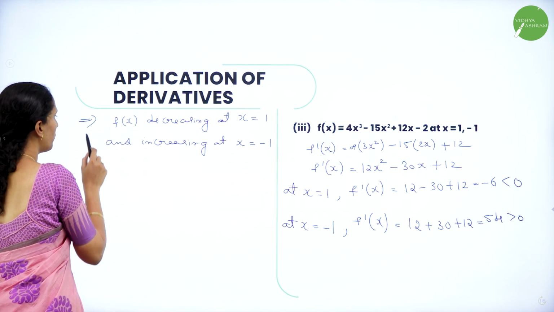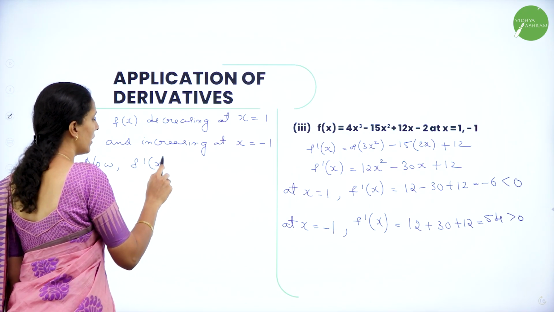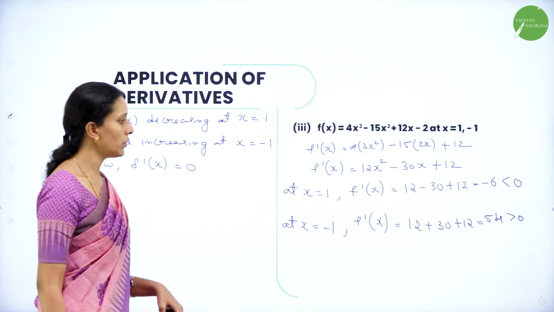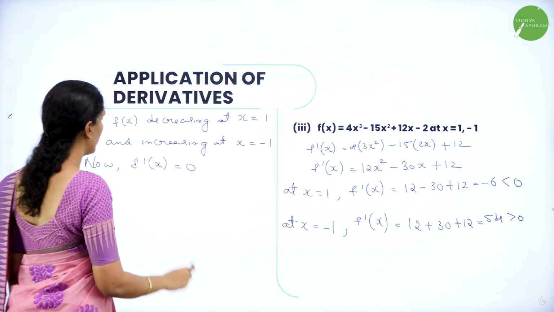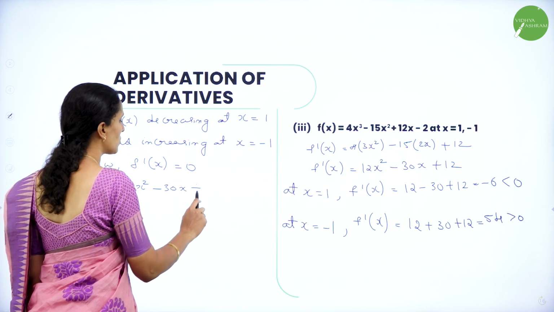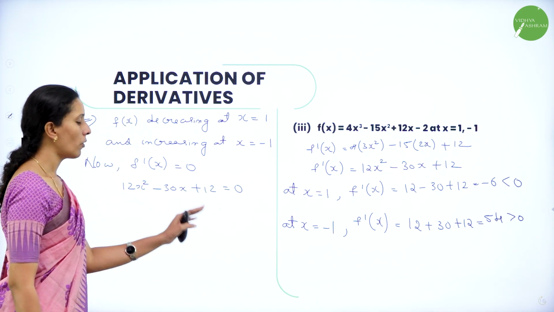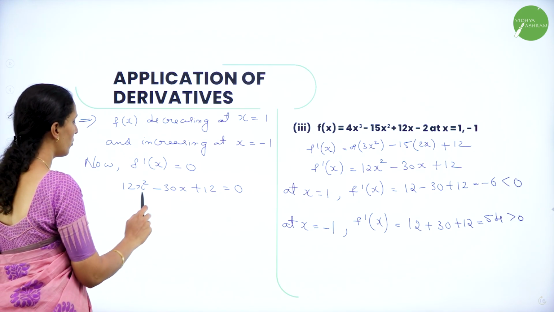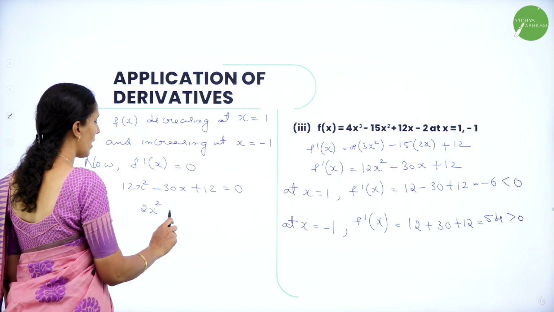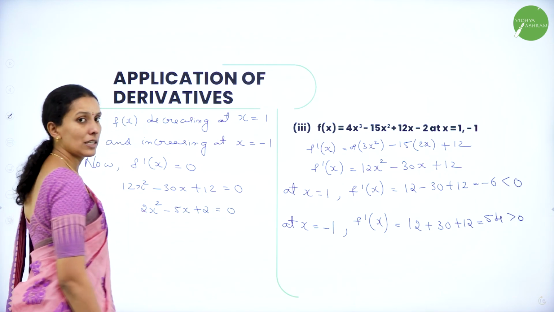So now we need to find out the critical point. What is the condition for a critical point? f dash of x must be equal to 0. Let's take 12x square minus 30x plus 12 is equal to 0. Divide the equation throughout by 6. So if you divide it, it is 2x square minus 5x plus 2 is equal to 0.